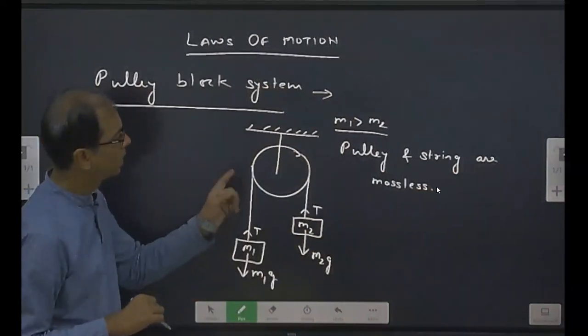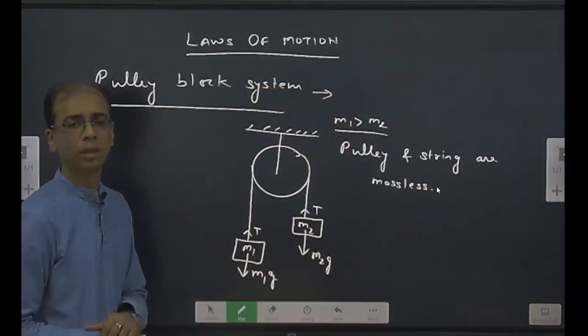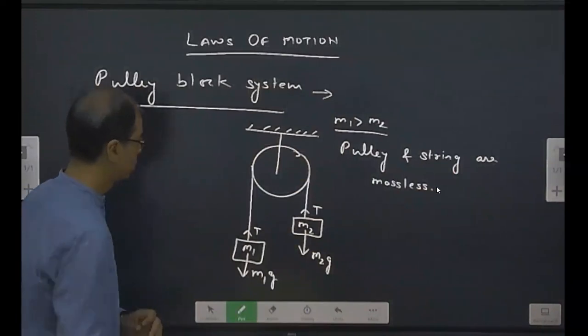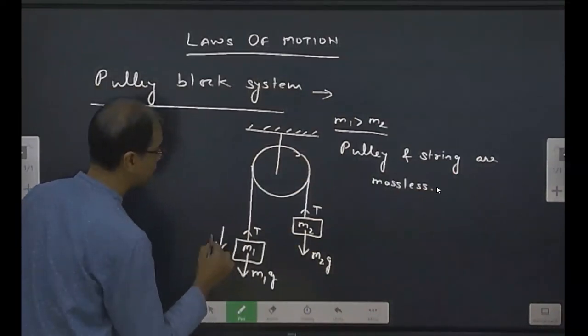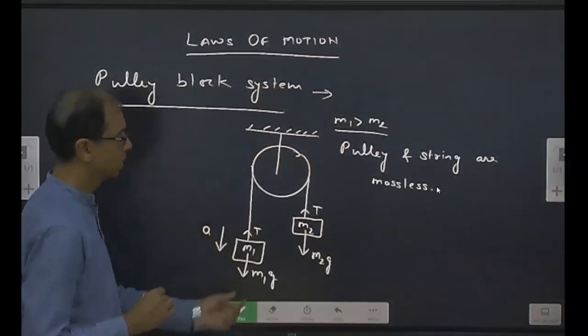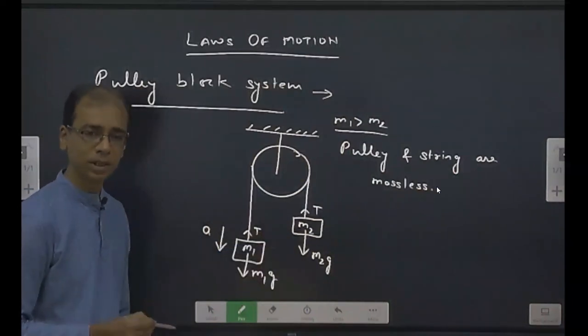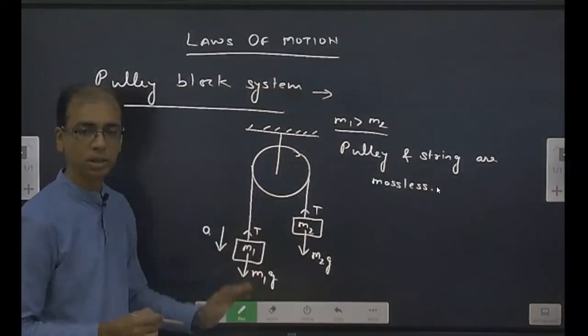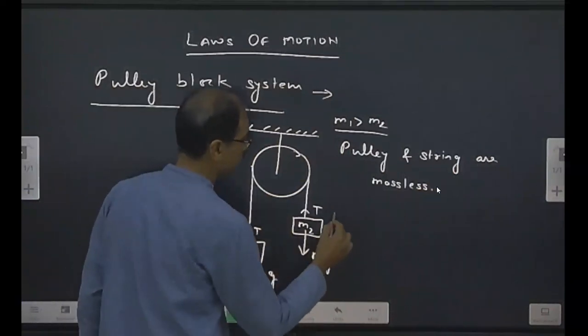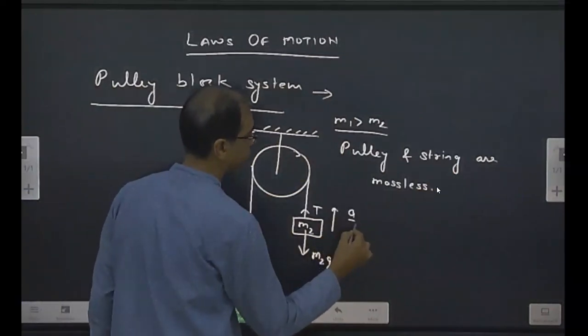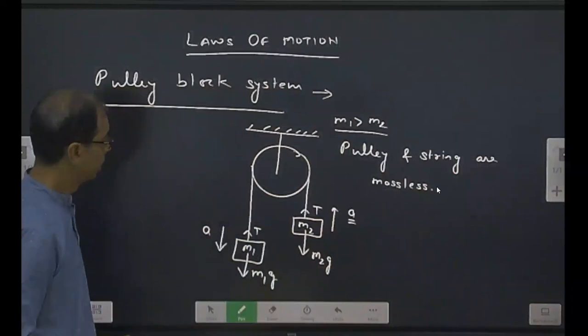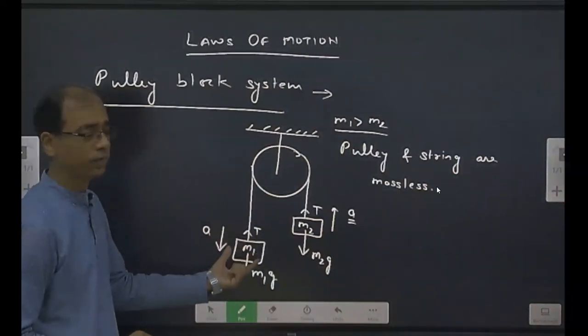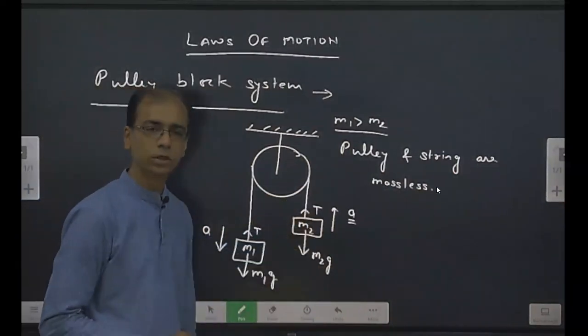Okay. And as we said, m1 is greater than m2. That means m1 will be going down. So if m1 is going down, let's say with acceleration a, this will go up with the same acceleration because they are connected with the same string. This is going up. Okay, now let's write the equation for this one. Then we'll write the equation for this.